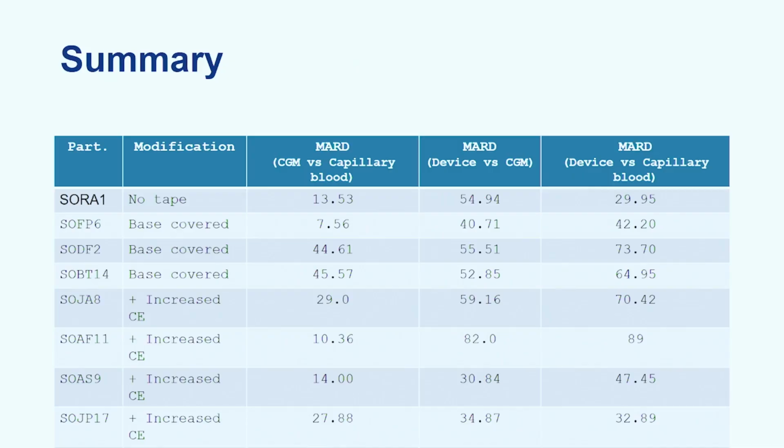Participant 9. So we then did a summary here and look at our MARD values here.